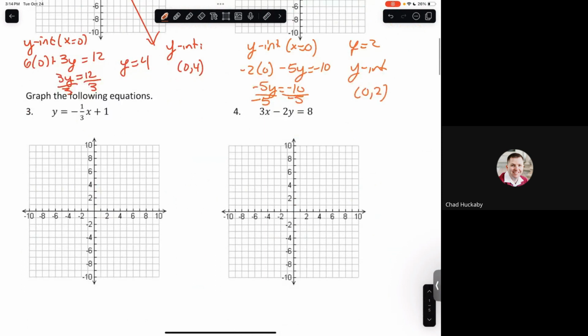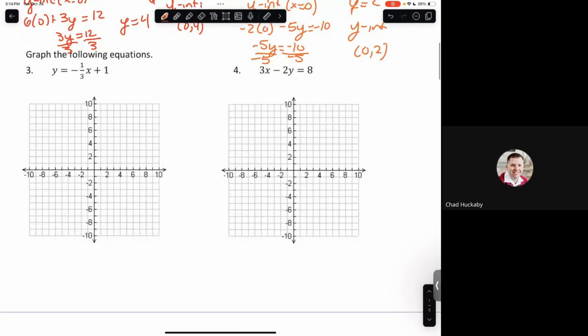Okay, next example. This time we're just asked to graph the equations. So on number 3, we have y is equal to negative 1/3 x plus 1. So since this is in slope-intercept form, let's see, there's our slope and there's our intercept. We can use the slope, m, which is equal to what value?